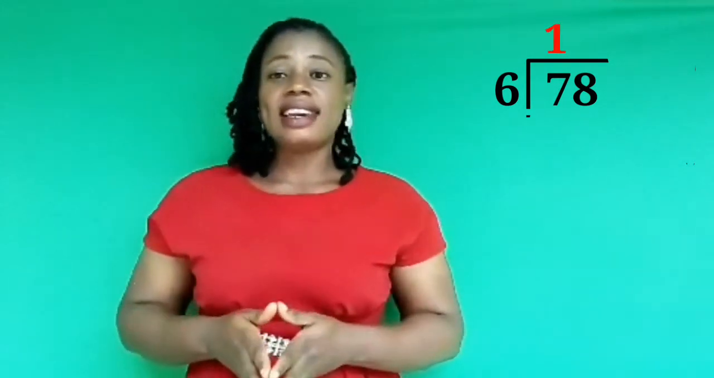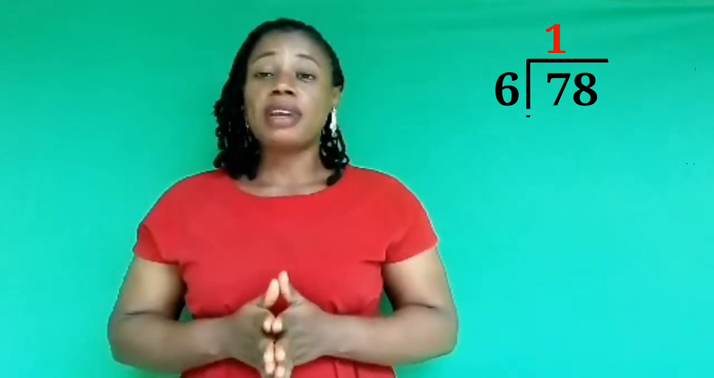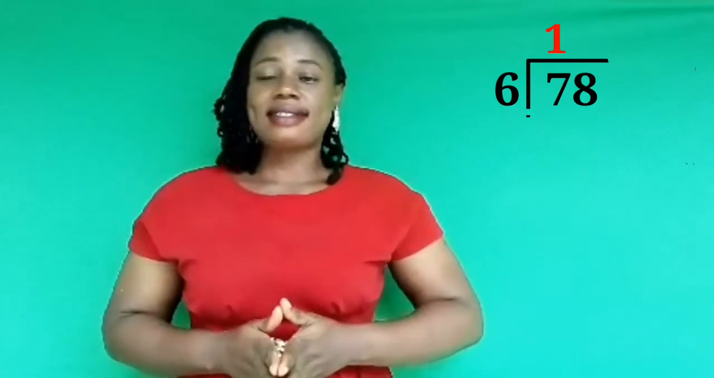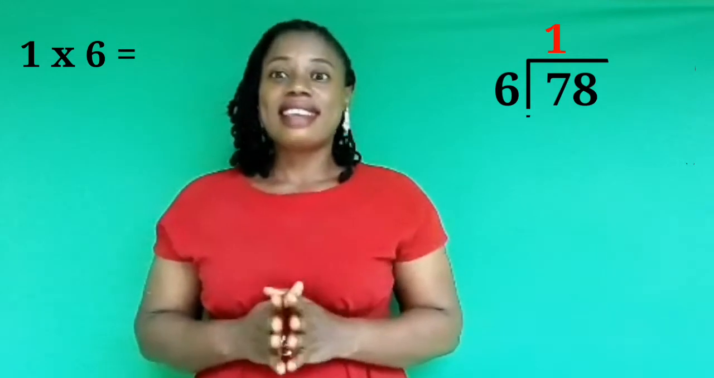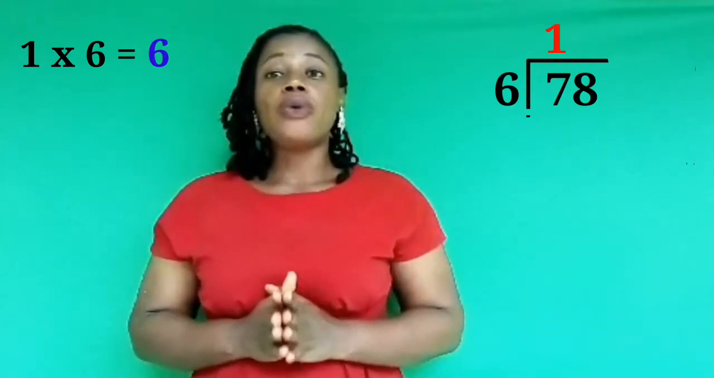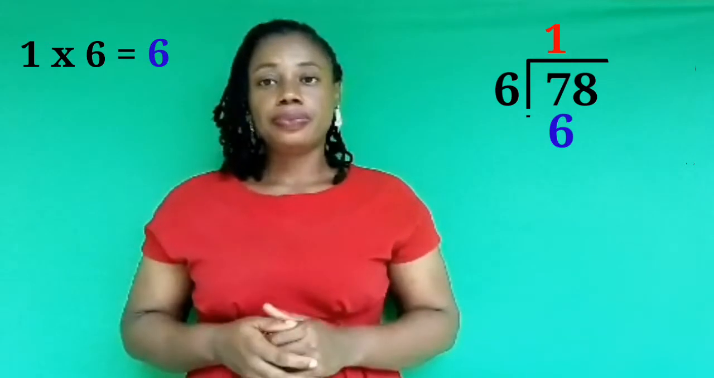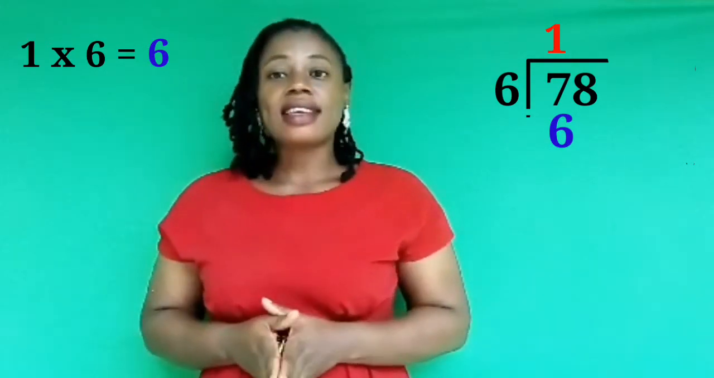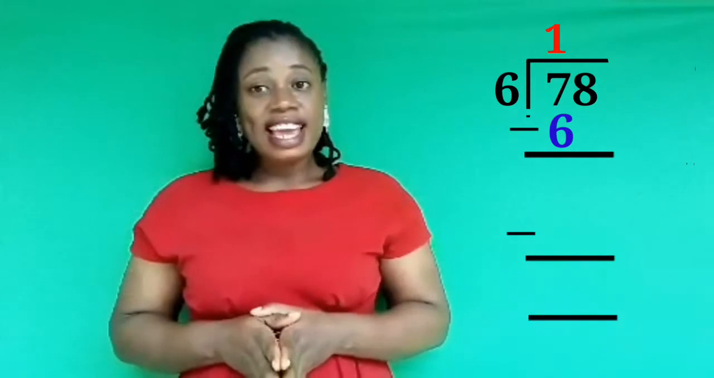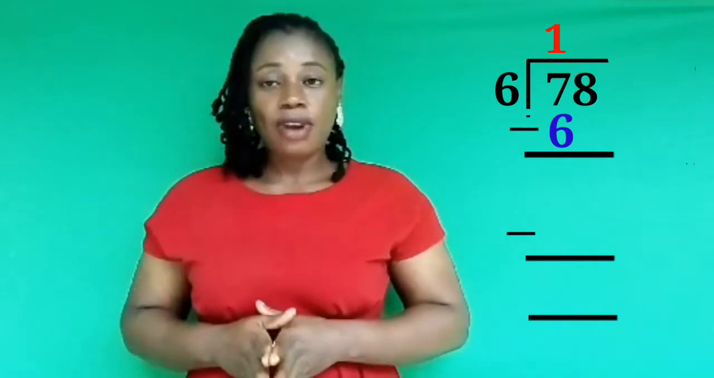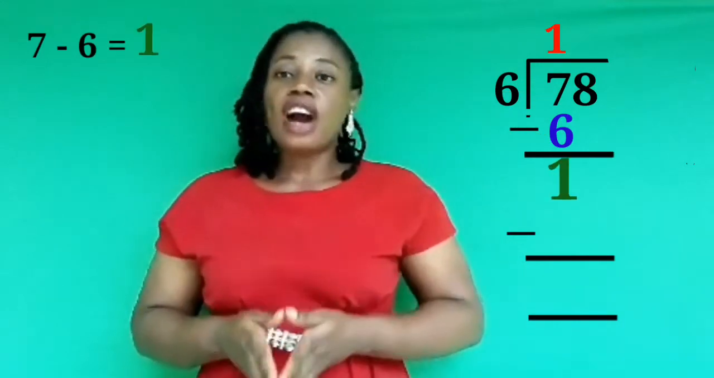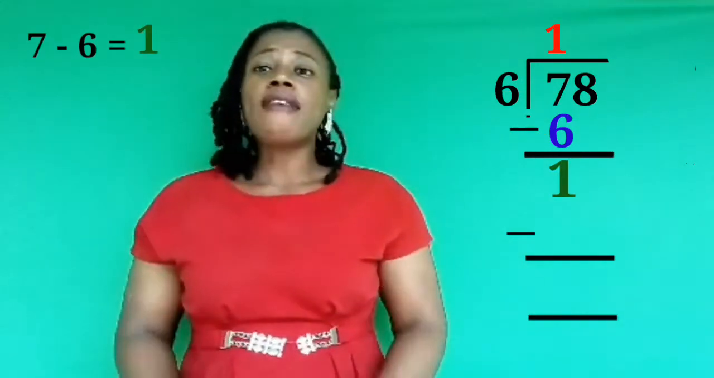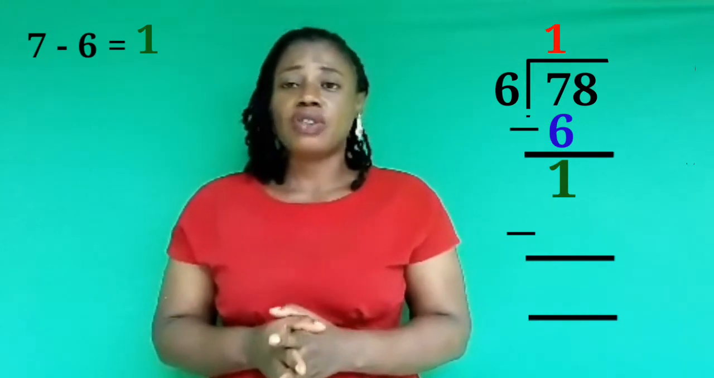Step 1 completed. The next step is multiplication. So we have to multiply this answer that we got from the division by 6. So we say 1 times 6 will give you 6. So your answer will be written under 7. After that, you move to the next step, which is subtraction. Let's subtract. It says 7, take away 6. You have 1. Now you have completed the steps for the division.